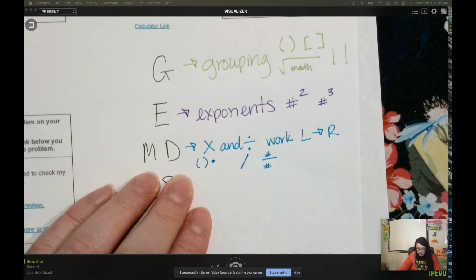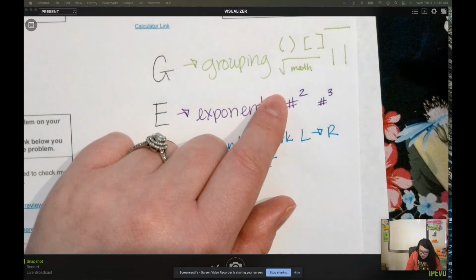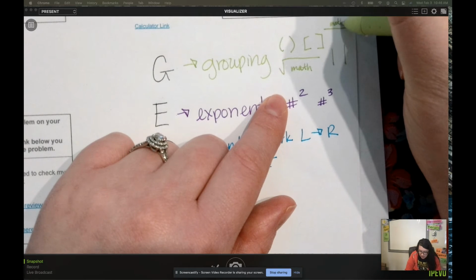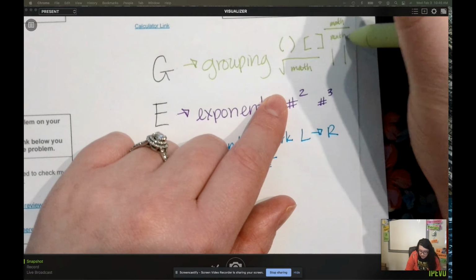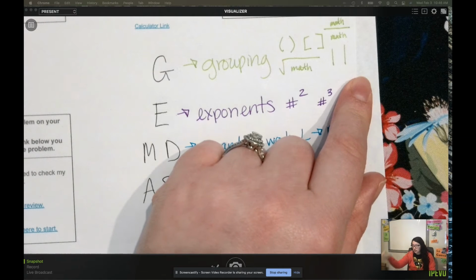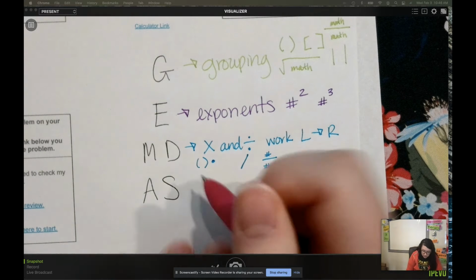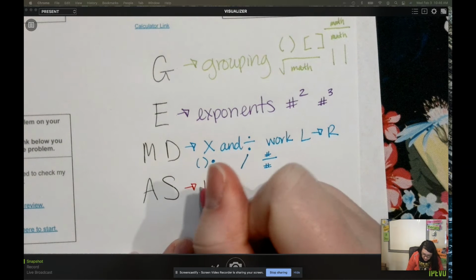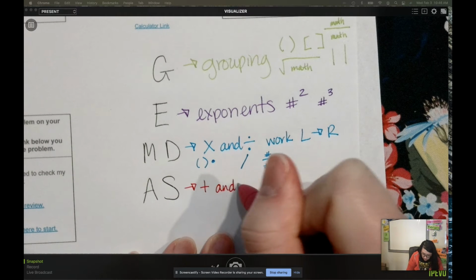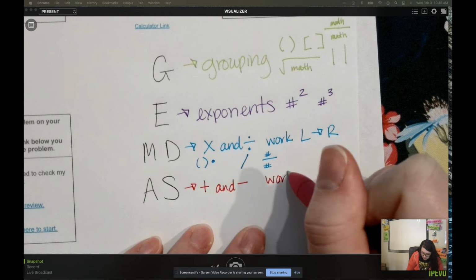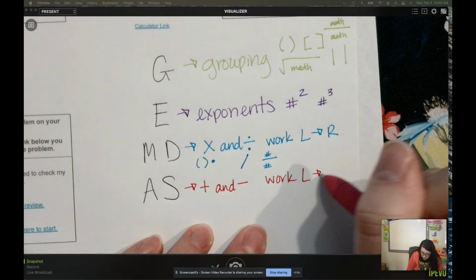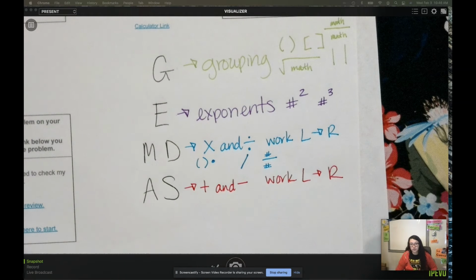Oh, that reminds me, grouping is also like a big fraction bar. If there's like math on top and math on the bottom, that's another form of grouping. Sorry, I forgot about that one. And then our last one is adding and subtracting. Again, we work left to right to get those done.